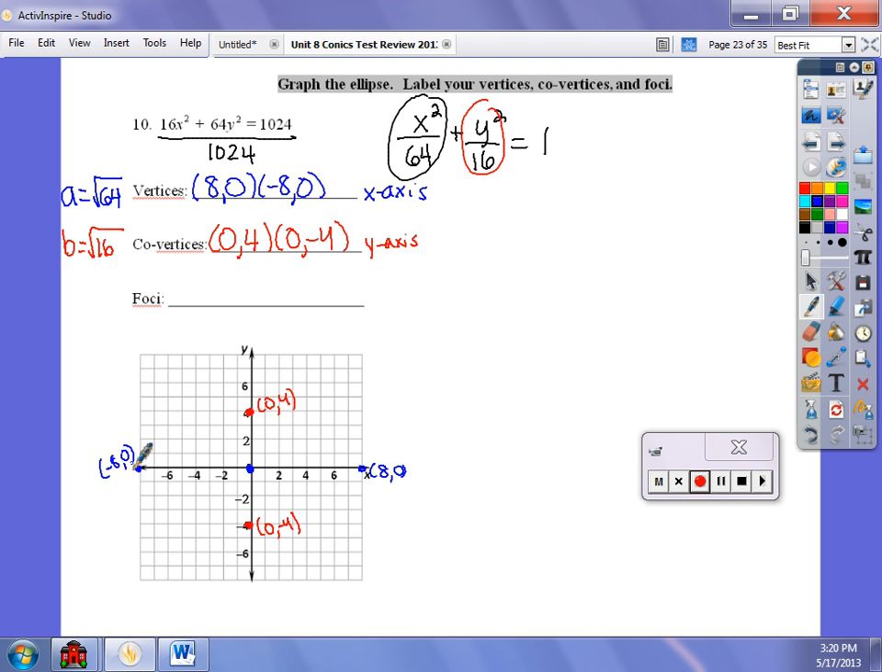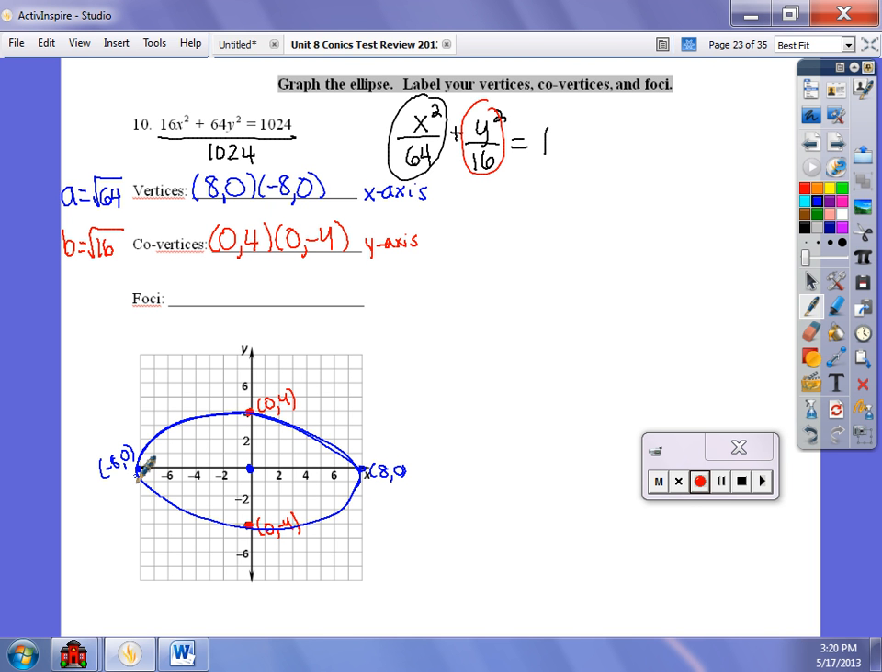Now once you have your 4 dots, you're going to connect them. Try to go around and not make a football. It's almost like the rings of Jupiter. That's the rings of Jupiter. That's more of like what an ellipse is.